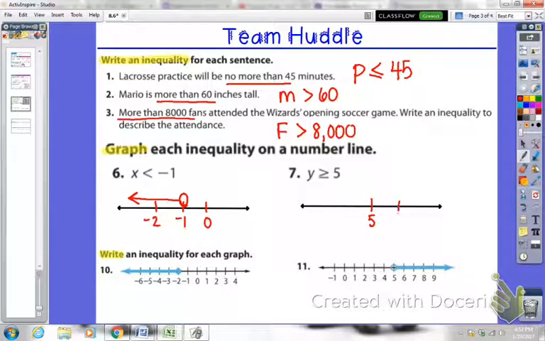This one, 5, 6, and 4. A closed circle, I can include 5 and anything higher than 5. Your inequality for number 10 should be x is smaller than or equal to -2. And this one has an open circle above 5 and anything bigger, so x has to be bigger than 5.